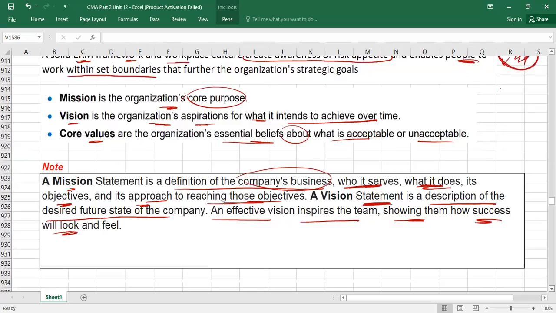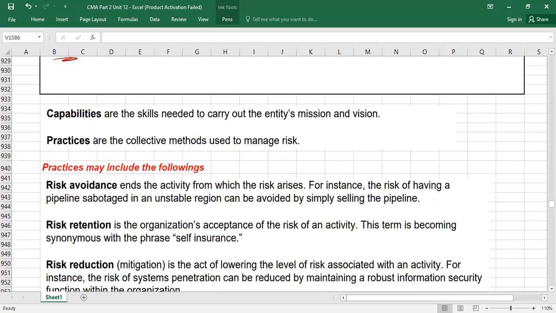Then, the second word under the definition is capabilities. As I told you, ERM is culture, capabilities, practices. So the second keyword is capabilities. What are capabilities? Capabilities are the skills simply needed to carry out the entity's mission and vision. Like, do you have the right capabilities, the right skill set, to achieve the mission and vision?